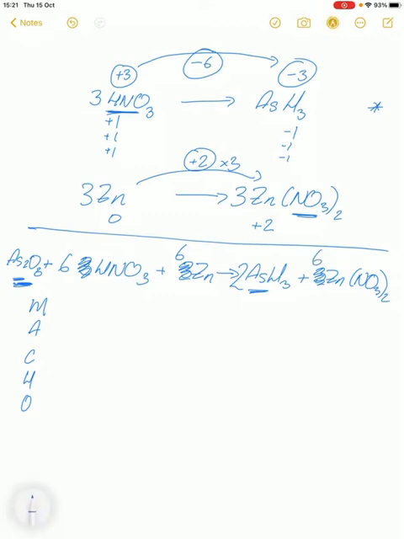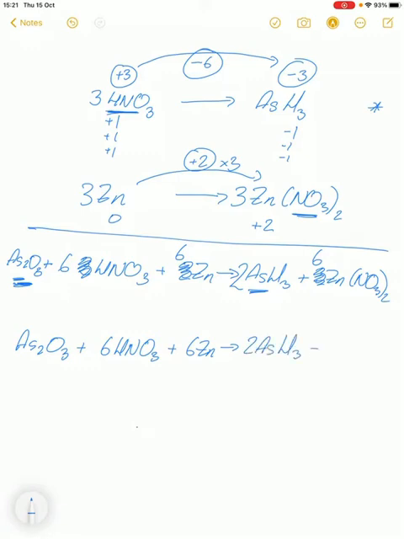So let's just tidy that up a little bit. Let's rewrite that out and then we'll go from there. So As2O3 plus 6HNO3 plus 6Zn goes to 2AsH3 plus 6Zn(NO3)2. Okay, so metals, let's check them again. So I've got 2 arsenics on both sides, that's fine. I've got 6 zincs on both sides.